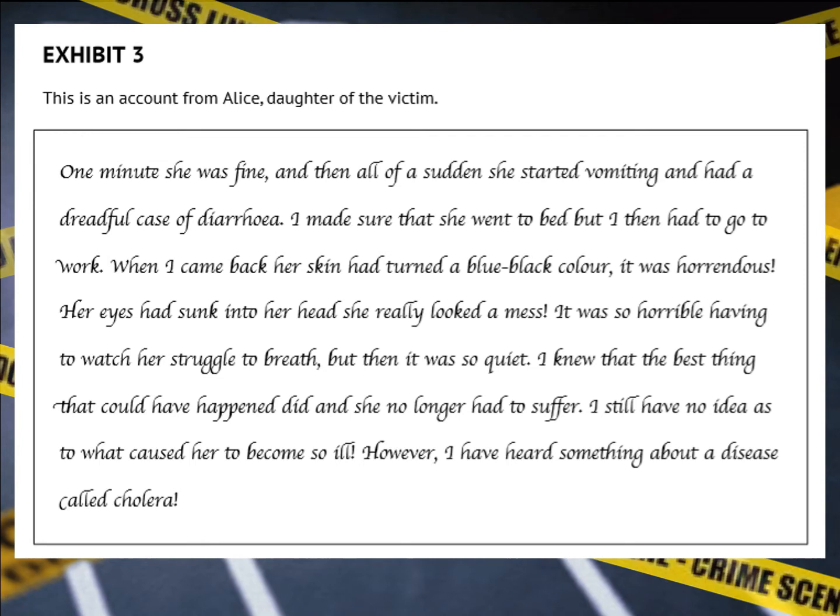Okay, third piece of evidence is an official statement taken by the Victorian police from Elizabeth's daughter Alice, and what she says is, one minute she, that's her mum, was fine, and then all of a sudden she started vomiting and had a dreadful case of diarrhoea. I made sure that she went to bed, but I then had to go to work. When I came back, her skin had turned a blue-black colour.